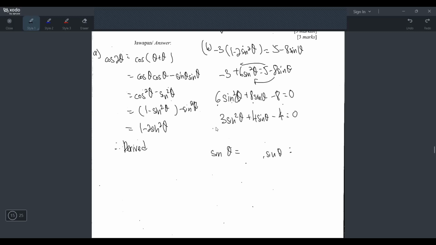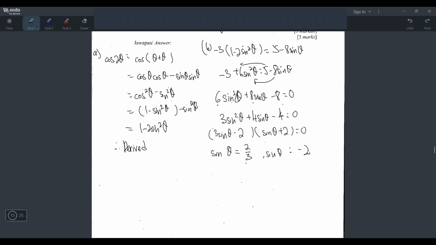Okay, now we will press the calculator. So what is the A? 3. What's the B? 4. What's the C? -4. Okay, my calculator gives me 2/3 and -2. So that is not the theta yet. That is the sine theta. So what you have to write above here? It will be 3 sine theta minus 2, and sine theta plus 2.